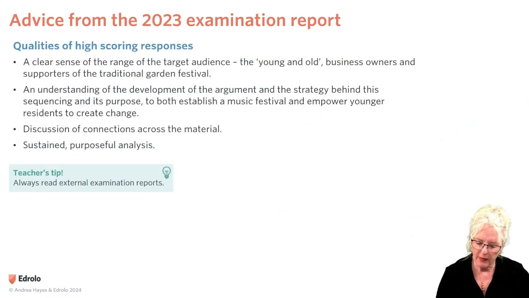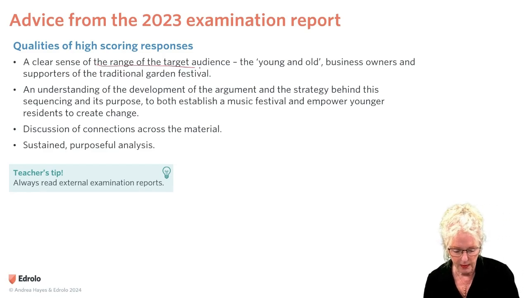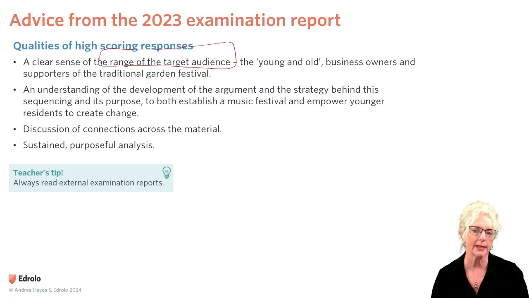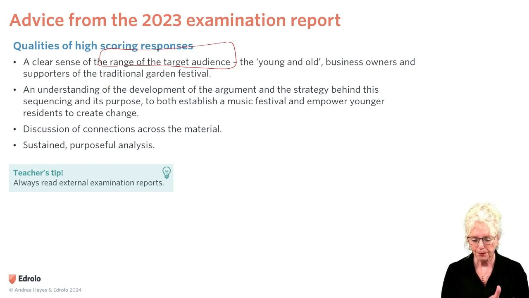The last piece of advice here that I've extracted is the qualities of high scoring responses. And I think it's really important to have a look at this. A clear sense of range of the target audience. Okay, know who it is that they're targeting because this affects appeals, etc. The young and the old. Is it business owners, supporters of the traditional garden festival? So this was from the 2023 exam.